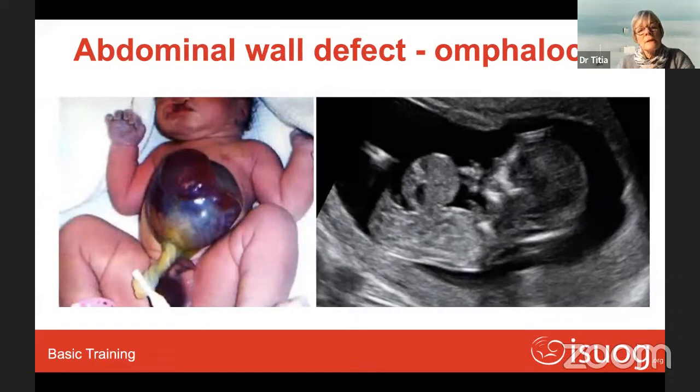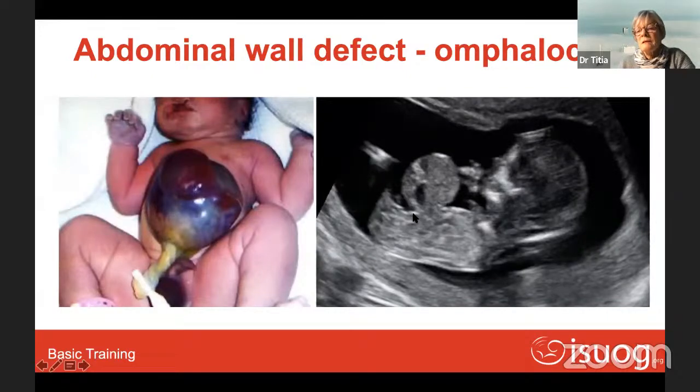And this, of course, is an example of a very large omphalocele, where, if you make a cross section of the baby, you can see that there is lots of tissue, there is stomach and liver also protruding, and there's hardly anything left within the abdomen.